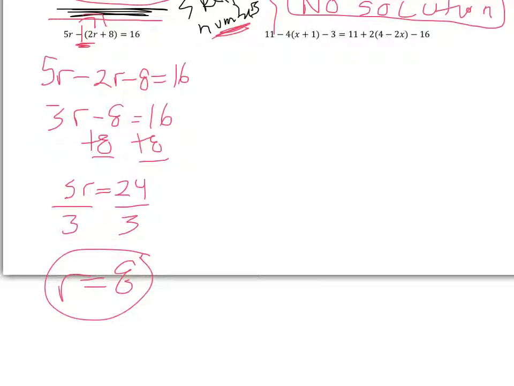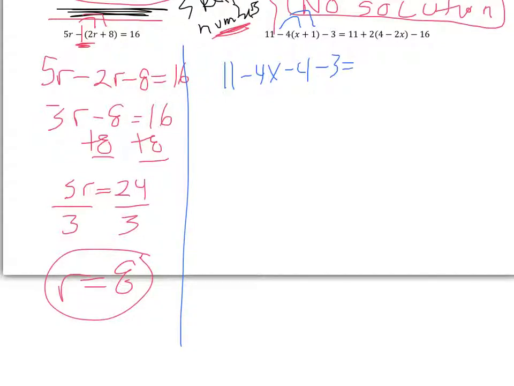Okay. So, moving on to this last one, same thing. We need to get rid of all our parentheses, so we want to do our distribution first. So here, our 11 is hanging out there. This is a negative 4. We need to distribute into here and here. So negative 4 times x, negative 4x. Negative 4 times a positive 1 is negative 4. And then our minus 3 carries down.